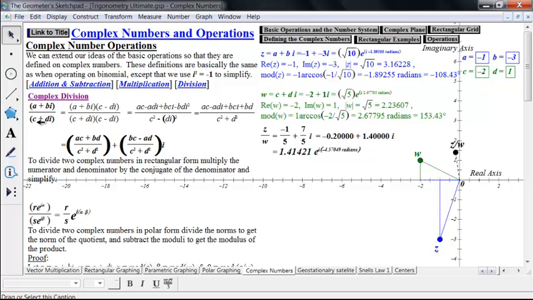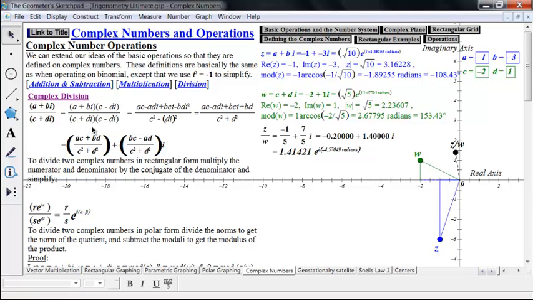The conjugate of a complex number is the number with the same real part but the opposite imaginary part. So in here, if I have c plus di in the denominator, I multiply the denominator by c minus di, and of course then I have to multiply the numerator by the same amount.